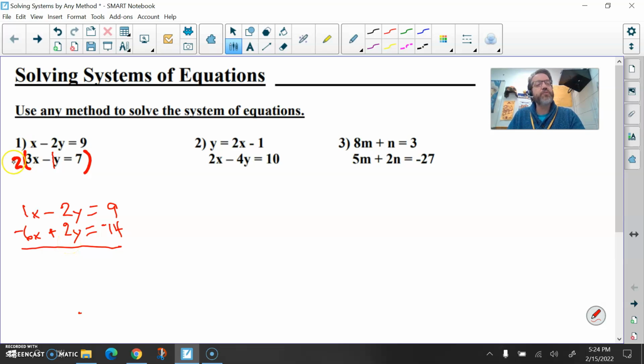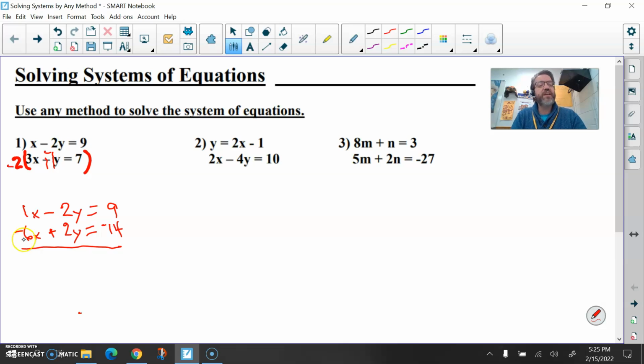Okay, now if I had multiplied up here by -2 from the start, -2 times 3x would be -6x. -2 times, here we have plus -1y. -2 times -1y would be positive 2y. And -2 times 7 gives us the -14. We'd get there in one step.